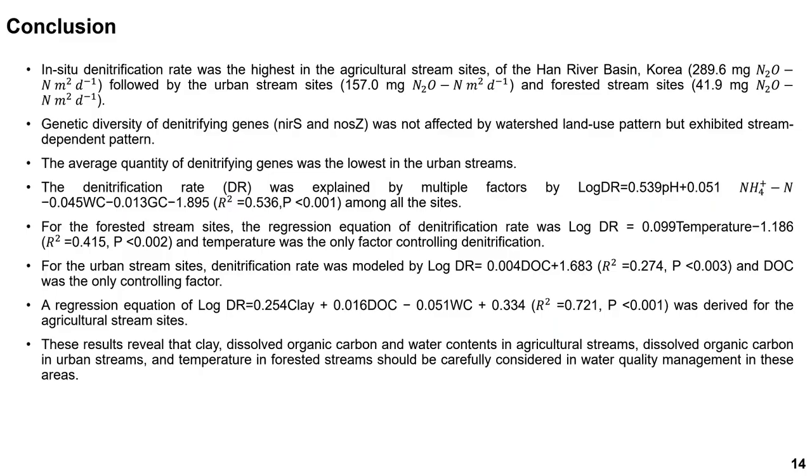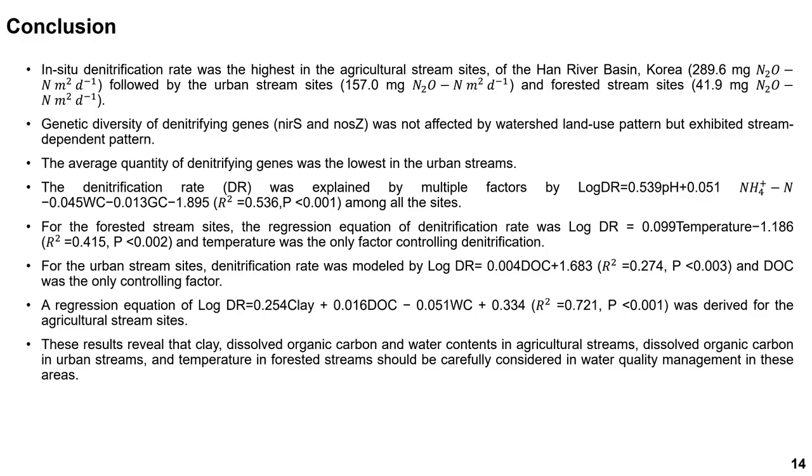All right, here we go. The outcomes or the conclusion of all this work is, first, in situ denitrification rate was the highest in agriculture stream sites of the Han River Basin, at 289.6, followed by the urban stream sites, which is 157, and the forested stream sites at 41.9. And the genetic diversity of denitrifying genes, nirS and nosZ, was not affected by watershed land use pattern but exhibited a stream dependent pattern.